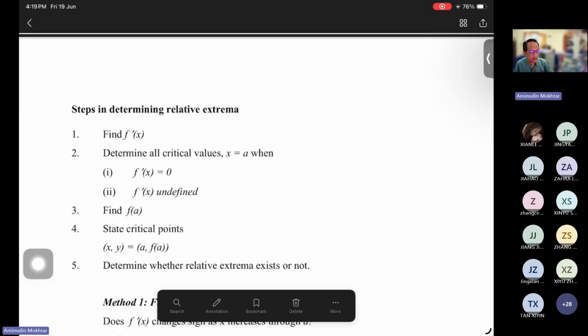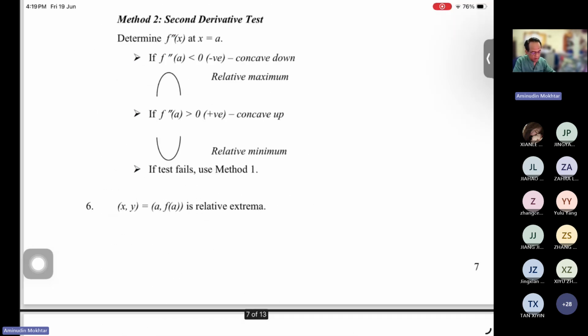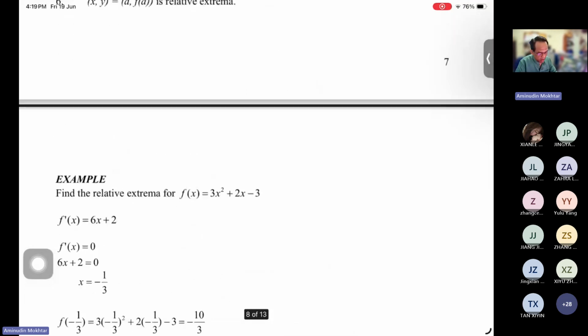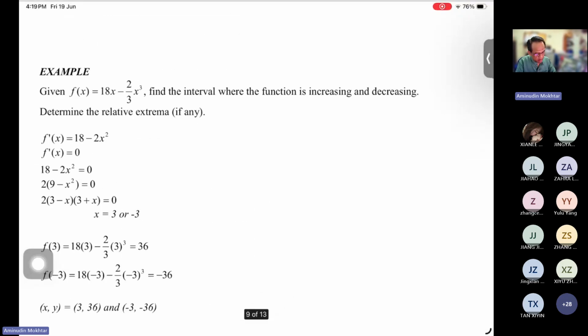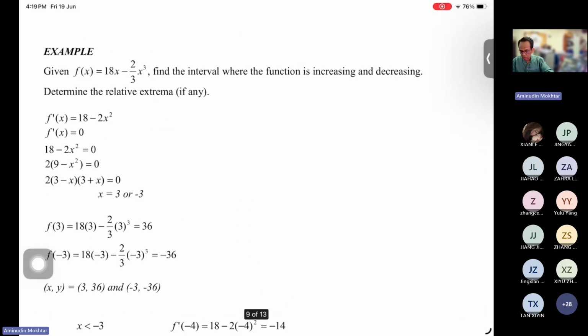Okay. The next part is I will explain another example. Please refer to this page, this section. I will show you another example here. Let's see, I would like to choose this example.